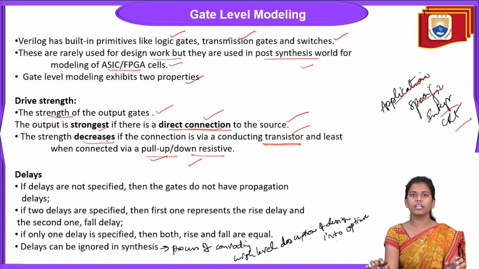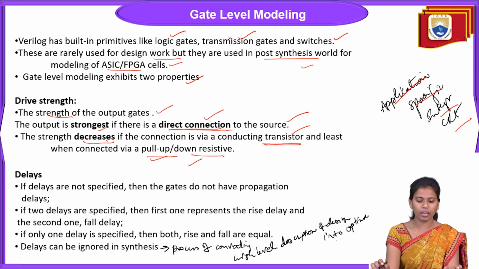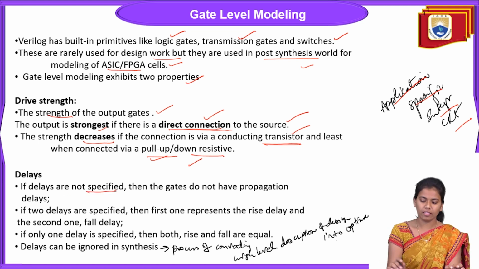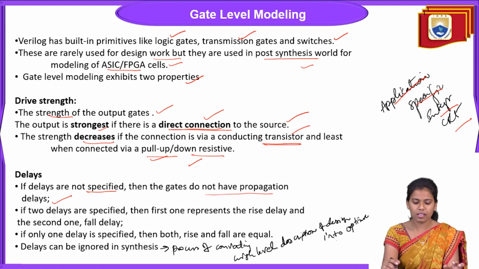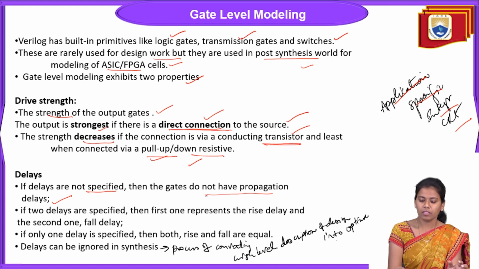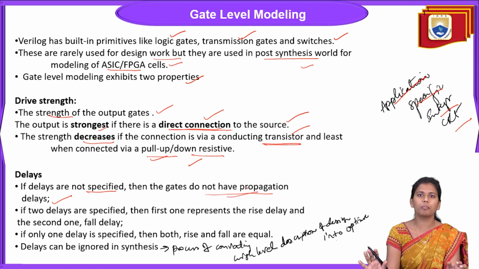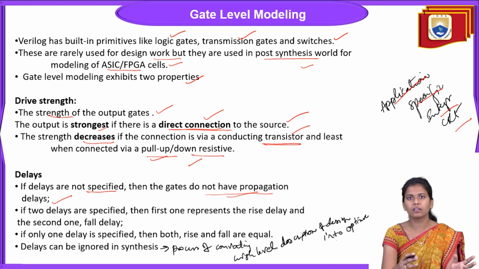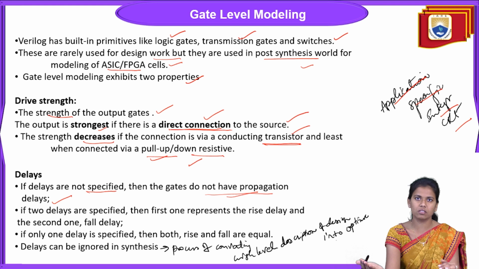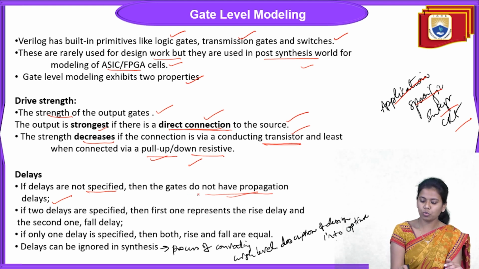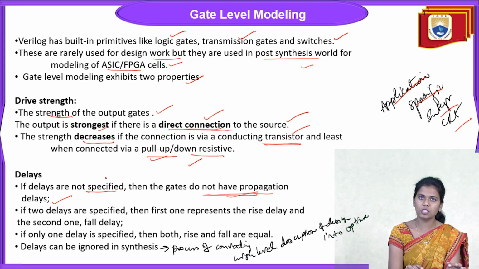And coming to delays, we have already discussed what a delay is. What sort of delays can we observe in gate level modeling or in data flow modeling? If delays are not specified, then the gates do not have propagation delay, isn't it? The statement clearly says that when delays are not specified, then the gates don't have propagation delay, so there is no transfer of information from source to destination.